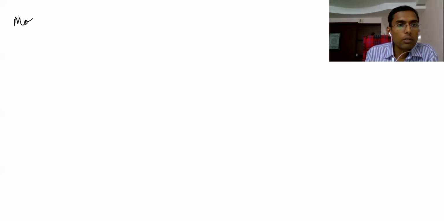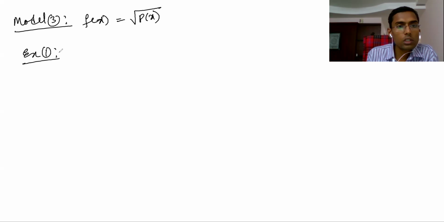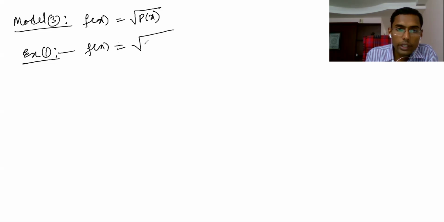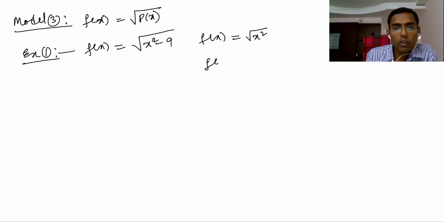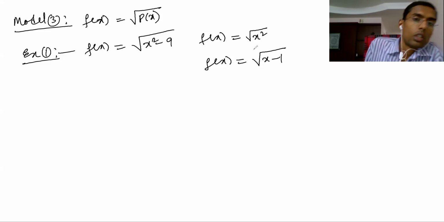Third, model 3. What is this model? f of x equal to under root of p of x, a polynomial under root. So this is f of x equal to, let's take under root of x square minus 9, or f of x equal to under root of x square. This kind of question, or f of x equal to under root of x minus 1. This kind of question. So what is the range?